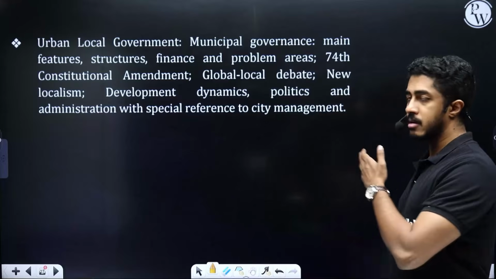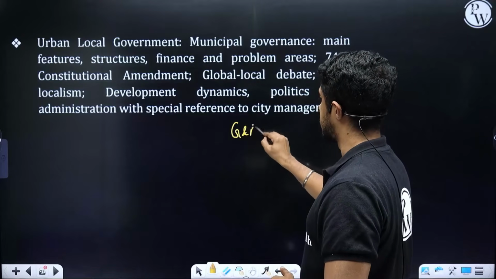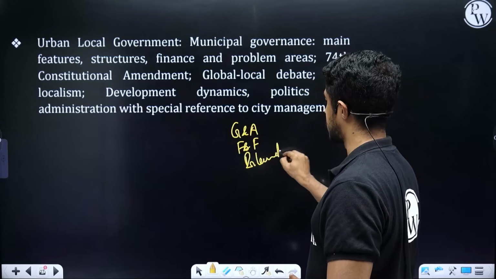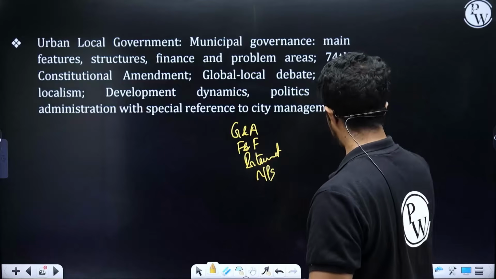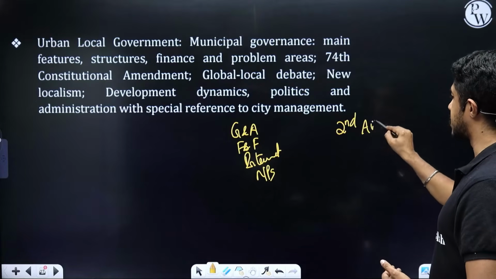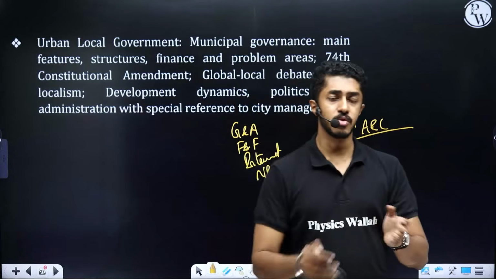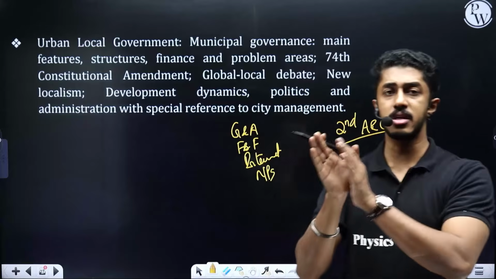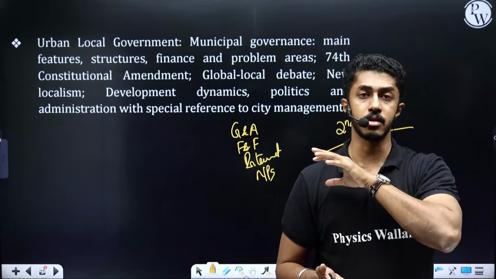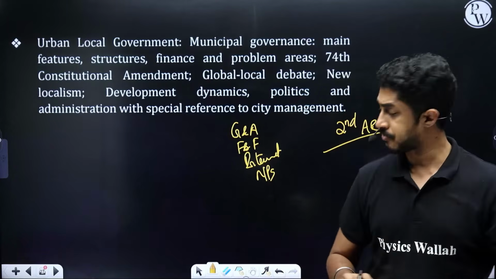Urban local government goes without saying, again the same policy. Goyal Arora, Fadia, internet, newspapers. And in almost all the chapters, one report that you have to constantly refer to is the second ARC, because the second ARC has given certain suggestions to improve governance. So you need to constantly keep that summary with you, not the entire bulky report, just the summary of the reports, and see which ones you can handpick and apply where.